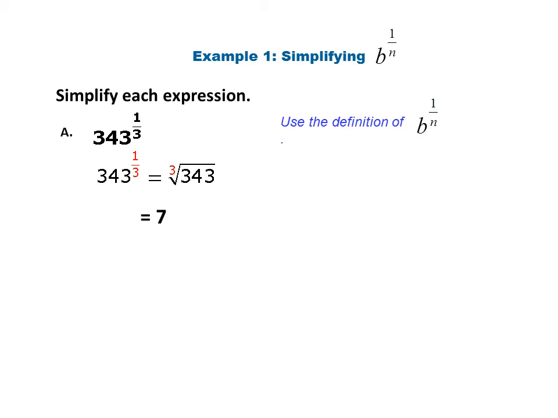Of course, you guessed it. 7 times 7 times 7. 7 times 7 is 49, times 7 is 343. I hope you got that one. Now, let's do the second one.